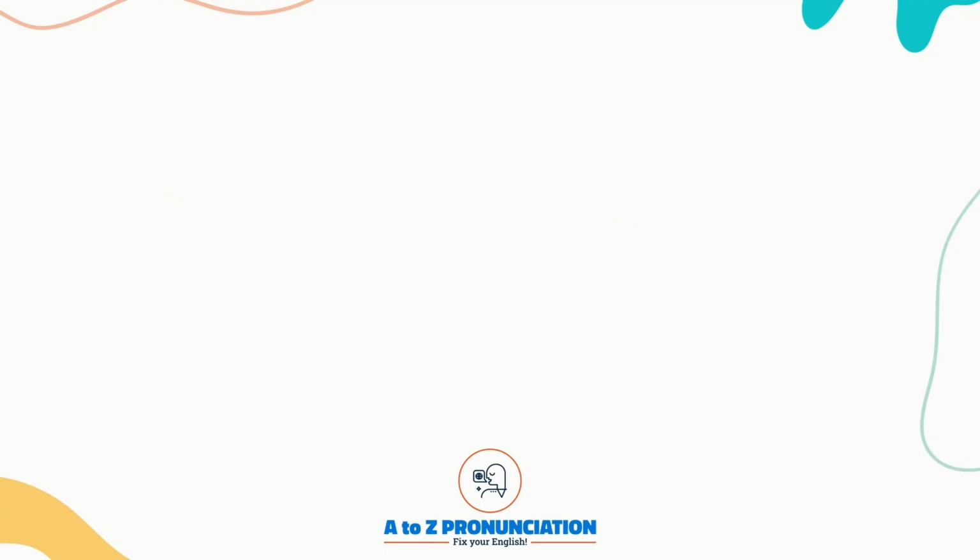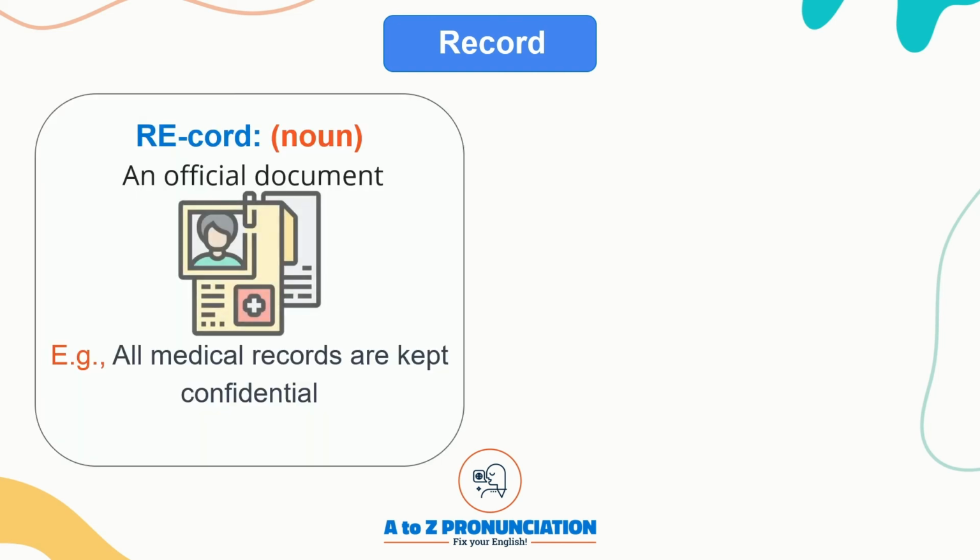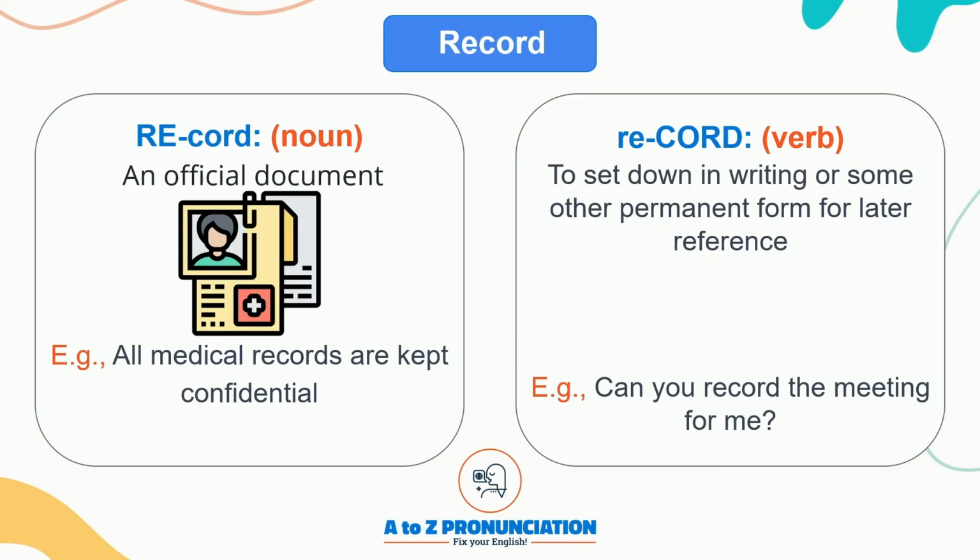Alright then, almost there. Record and record. A record is actually an official document. For example, all medical records are kept confidential. Record is actually to set down in writing or some other permanent form for later reference. It could be in audio or video. To think of an example, we could say, "Can you record the meeting for me?"